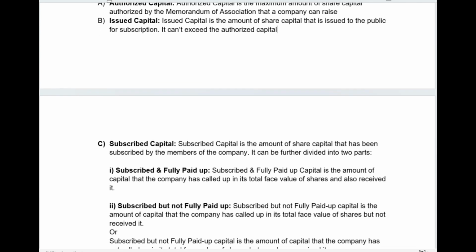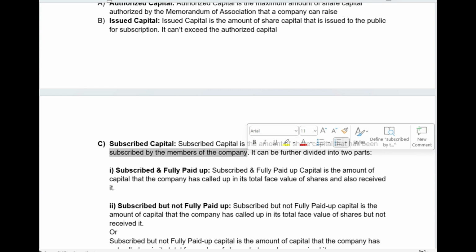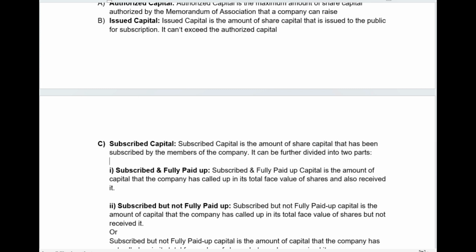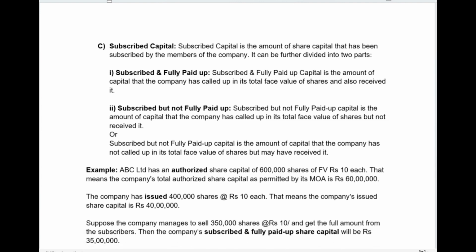Subscribed share capital. Subscribed share capital is the amount of capital that has been subscribed by the members of the company. So subscribed share capital is the amount of share capital that is actually being purchased by the people at large from the share market. So let us understand it with the help of an example.